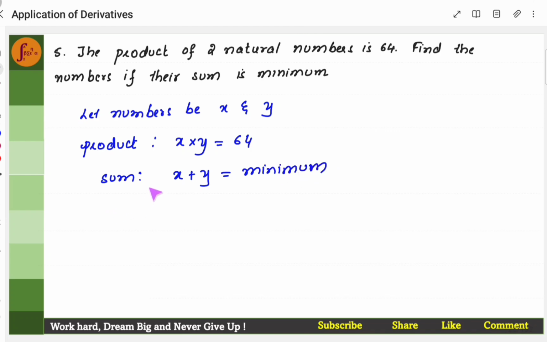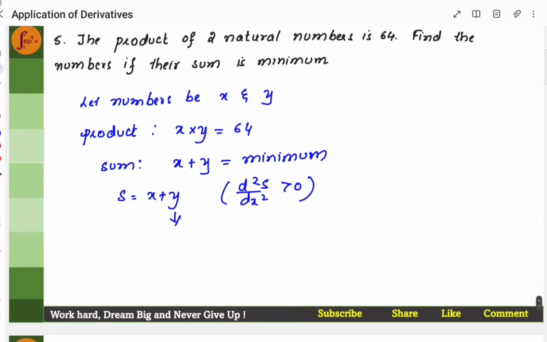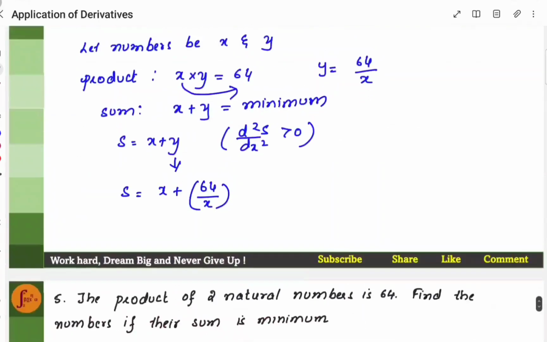Right? So I can say S is equal to x plus y. Minimum means double derivative is greater than 0. Now let's eliminate y. What will I put instead of y? I'll say y is equal to 64 by x, because x into y is 64. Therefore y is 64 by x, bringing x this side. So I'll write this as x plus 64 by x.